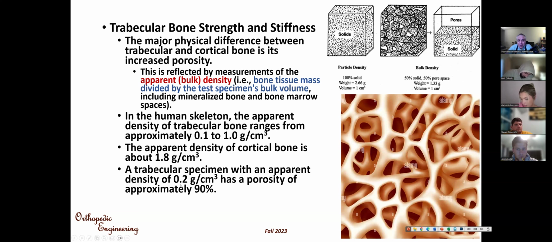When you have an apparent density of 0.2 gram per cubic centimeter, it means the porosity of your trabecular specimen is about 90%. 90% of trabecular bone is filled with pores, not bone.